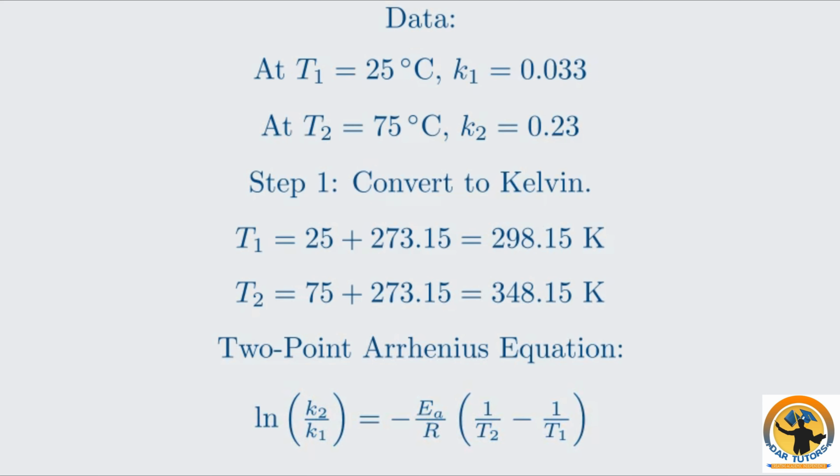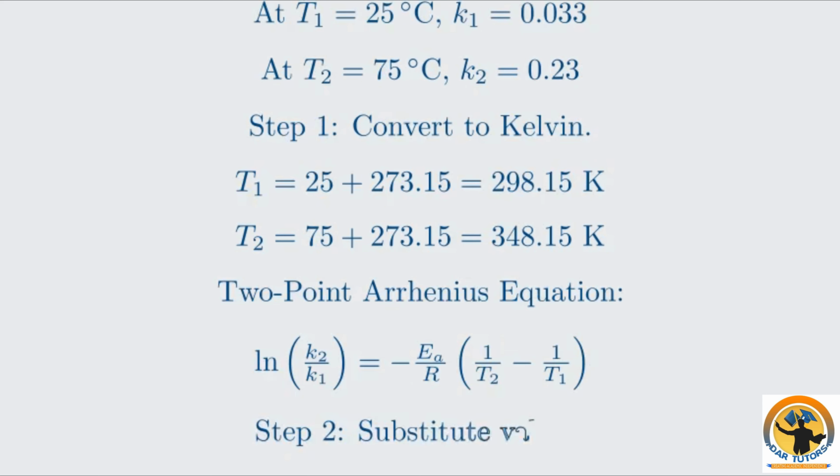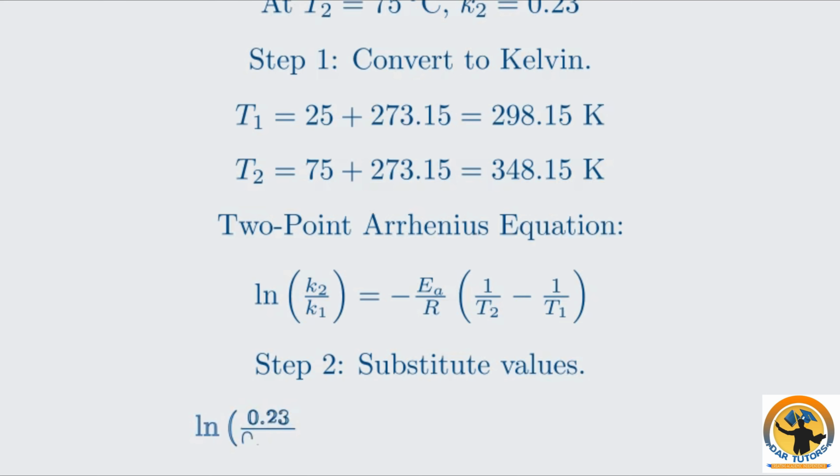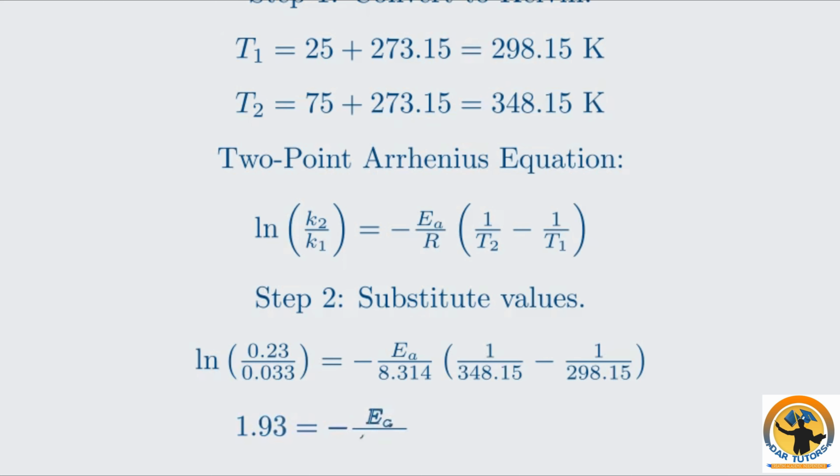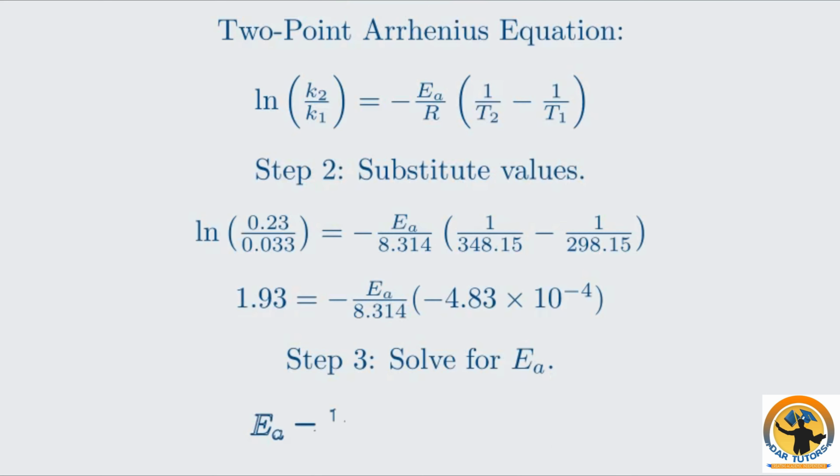Now we can substitute our values into this equation. The natural log of 0.23 over 0.033 equals negative E sub A over R times the quantity 1 over 348.15 minus 1 over 298.15. Calculating the left and right sides, we get 1.93 equals negative E sub A over R times negative 4.83 times 10 to the negative 4. Rearranging to solve for E sub A, we get E sub A equals 1.93 times R divided by 4.83 times 10 to the negative 4.